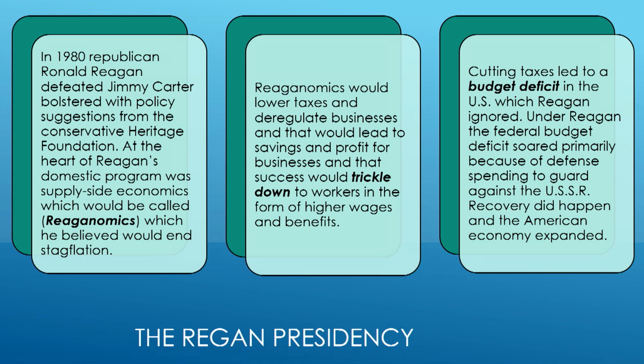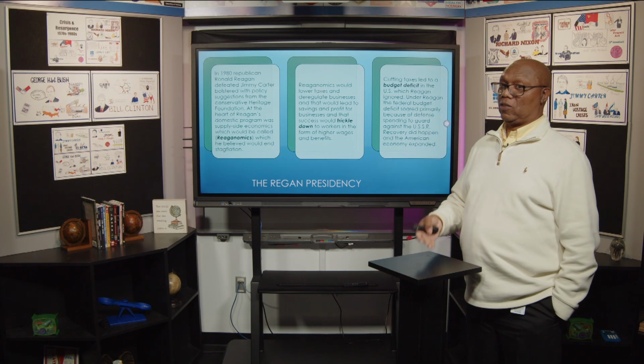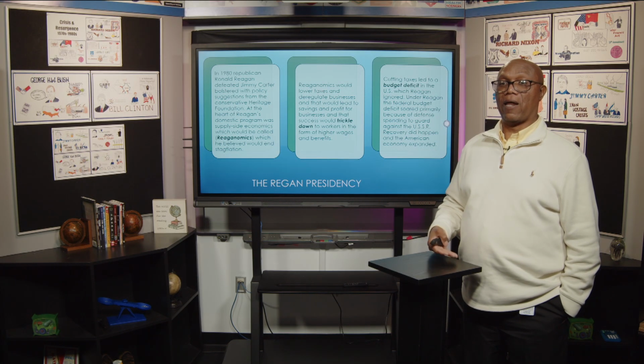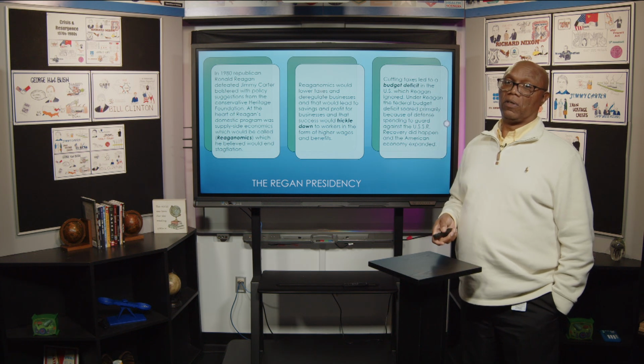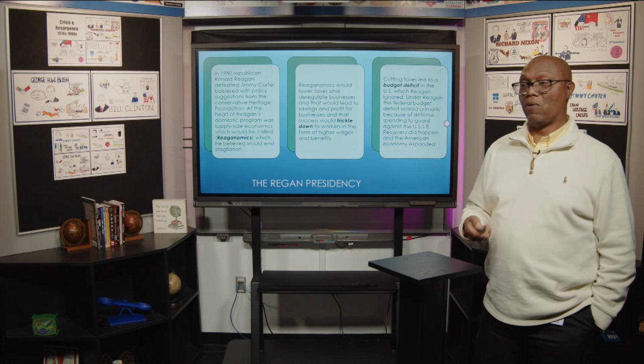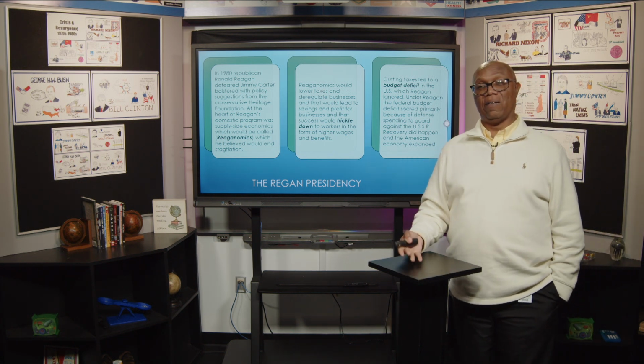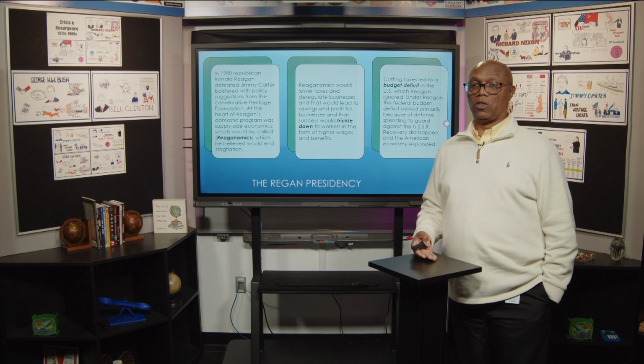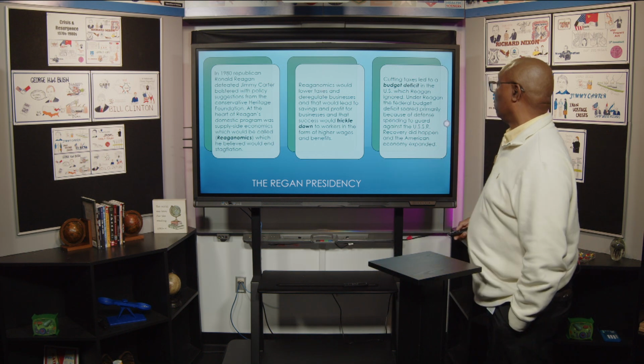Cutting taxes led to the budget deficit in the United States, which Reagan ignored. Under Reagan, the federal budget deficit soared primarily because of defense spending to guard against the Soviet Union. And recovery did happen, and the American economy did expand under Reagan. But it's just like anything else. At some point, you've got to pay the piper. And that comes in the form of looking at the deficit that was created during the Reagan administration and then plagues the George H.W. Bush administration after Reagan.